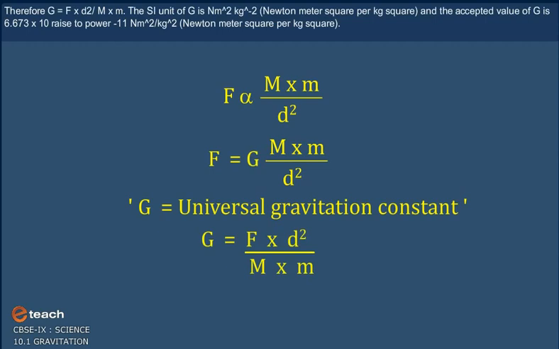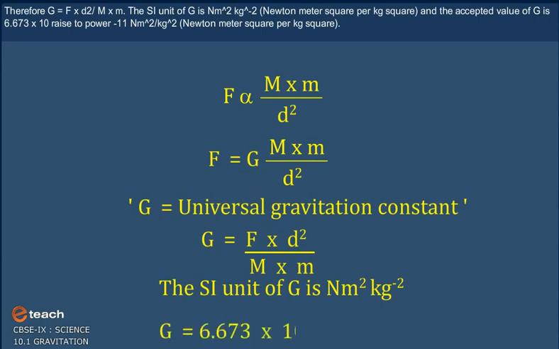Therefore, G is equal to F into d square upon M into m. The SI unit of G is Nm square kg raised to power minus 2. And the accepted value of G is 6.673 into 10 raised to power minus 11 Nm square kg raised to power minus 2.